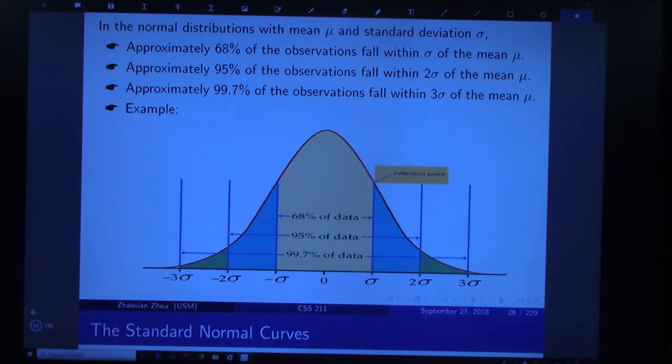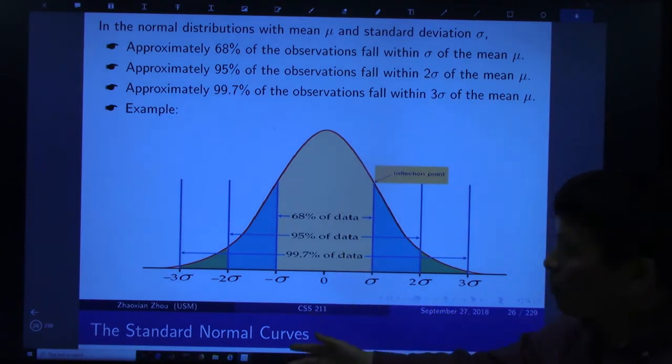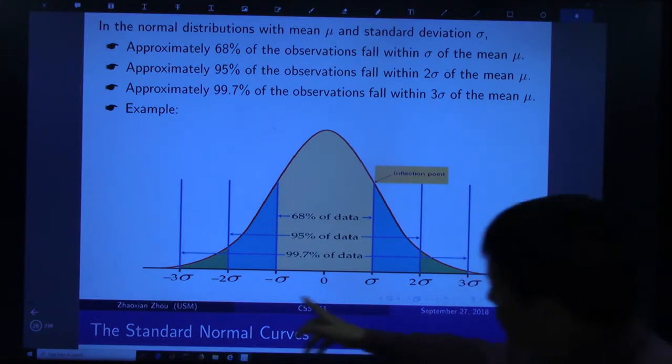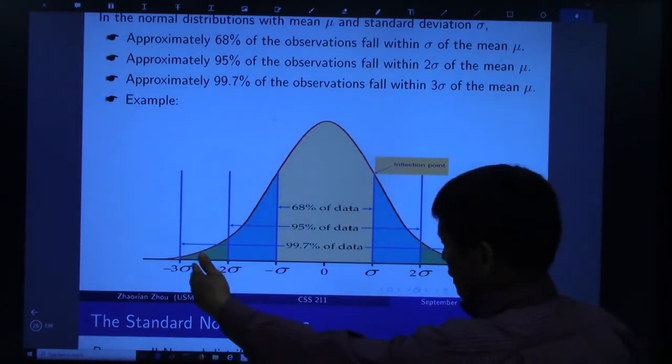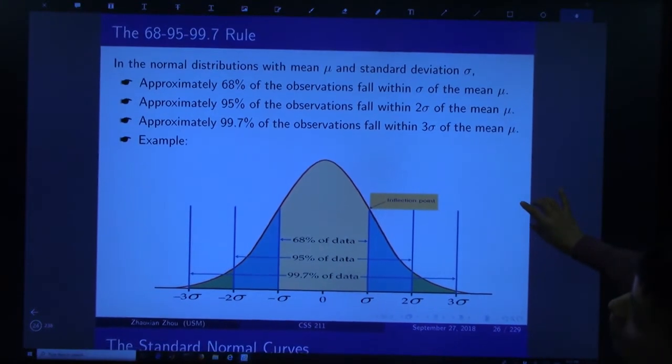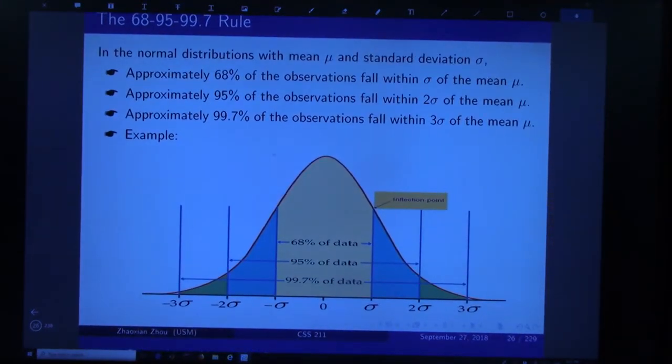The next is 99.7. It's very similar. It's mu plus or minus 3 sigma. So from here all the way to here. So this is mu plus or minus 3 sigma, and the data lying in this range is 99.7%. We can claim almost all data will be within this range. So this is the 68, 95, 99.7 rule.